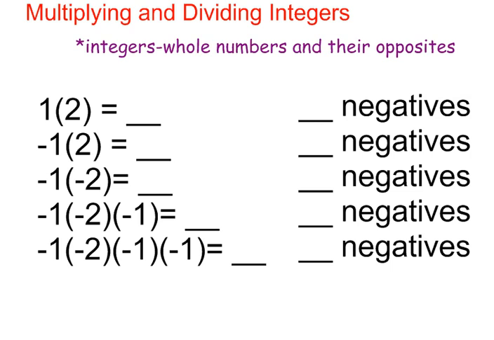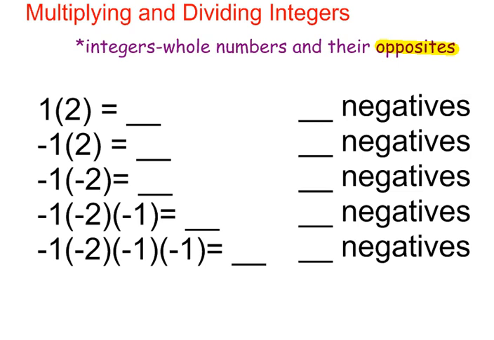All right, let's talk about multiplying and dividing integers. The first thing you're going to notice here is that we have the definition of integers, and that is whole numbers and their opposites. And this is a definition that we've seen before. It's important to remember that whole numbers are numbers here like 2 and 1, and then their opposites are the ones that have negative signs in front.